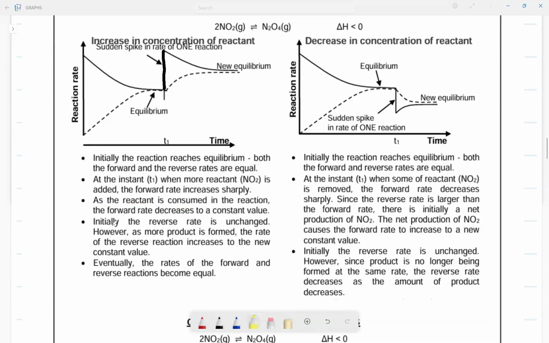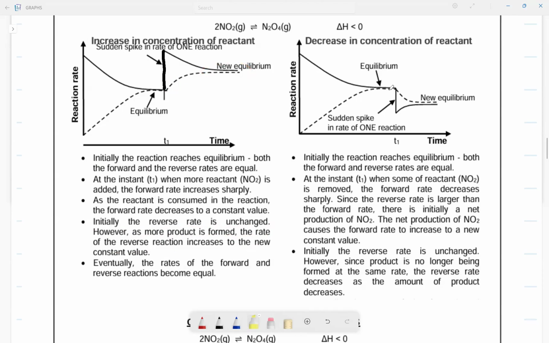It decreases to a constant value. Initially, the reverse reaction is unchanged. However, a small product is formed, and as more products are formed, the rate of the reverse reaction increases to the new constant value. Eventually the rate of the forward and reverse reaction become equal. Again, they will reach what? Equilibrium again.